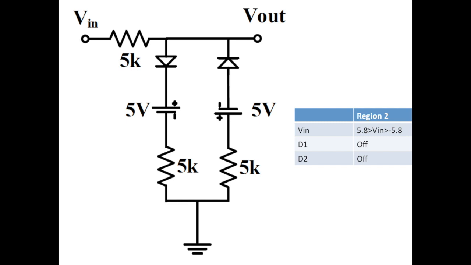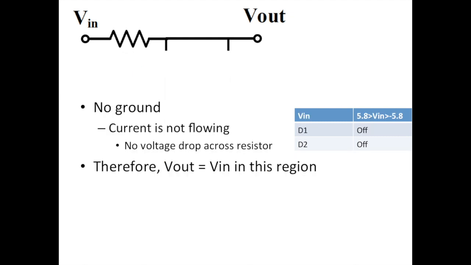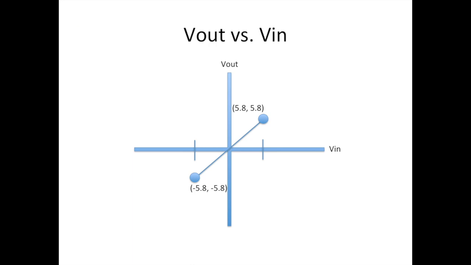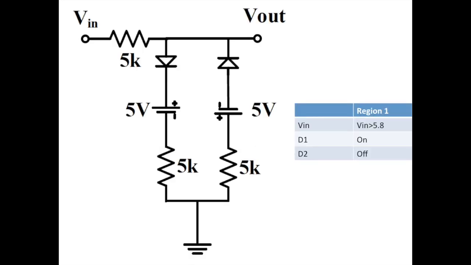The first region we'll consider is region 2. We see that in this region, both diodes are off, so they become open circuits. And we have no current flowing from V in, as none of the terminals are grounded. So current's not flowing, there's no voltage drop across the resistor, and therefore V out equals V in in this region. So we can plot this on our V out versus V in graph from negative 5.8 to 5.8 volts.